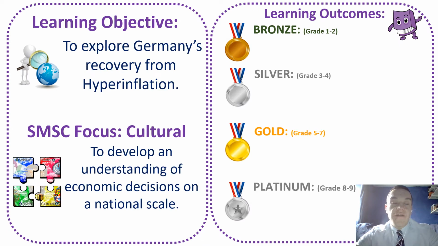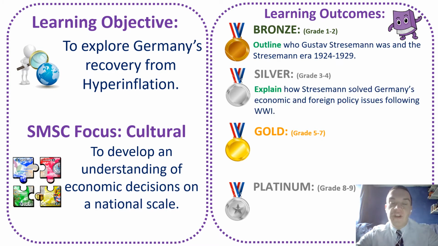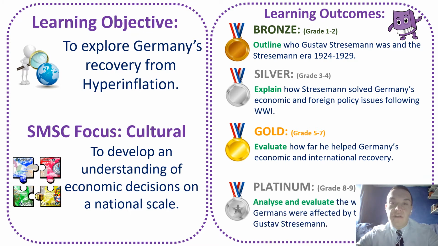Our objectives today: we're exploring Germany's recovery from hyperinflation. That's when they started printing lots of money and the value of money fell away dramatically. You take heaps and heaps of money just to buy simple everyday items, like when we looked at the price of bread and the price of eggs, and we stuck that sheet in and went through it together. So, our different levels that we can be working at today.